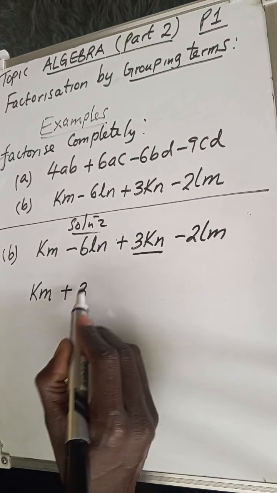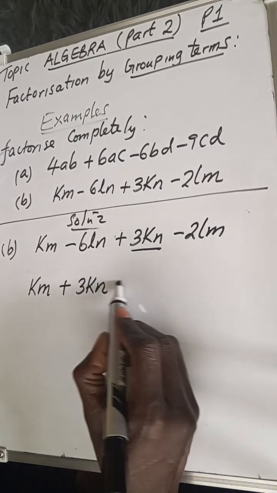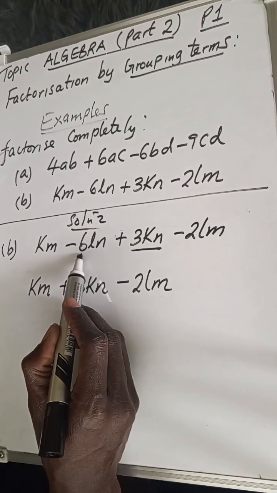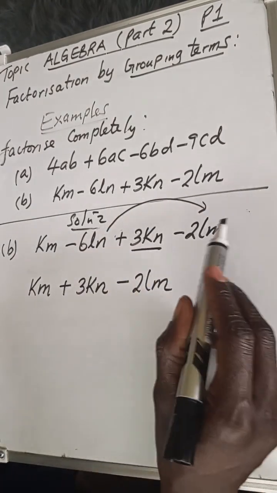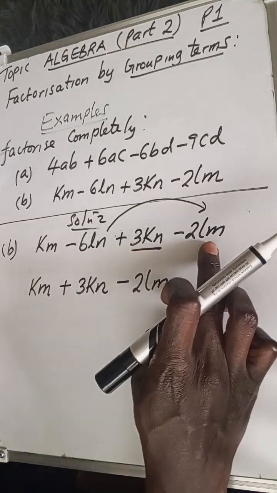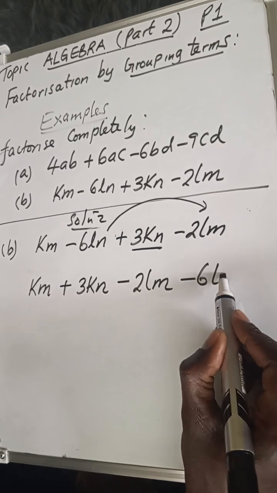So it will be plus 3kn. There, I've remained with minus 2lm. And this now, I can take it to the other side. It's not crossing the equal sign, I'm just moving it. So I'll move this and pair it with that. So it is going to be minus 6ln.